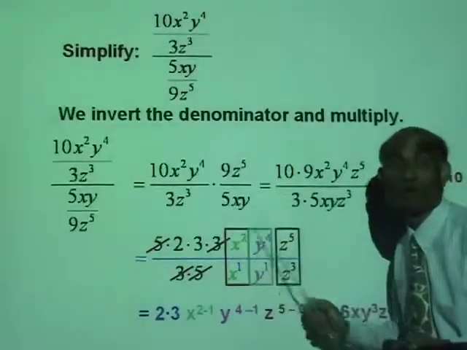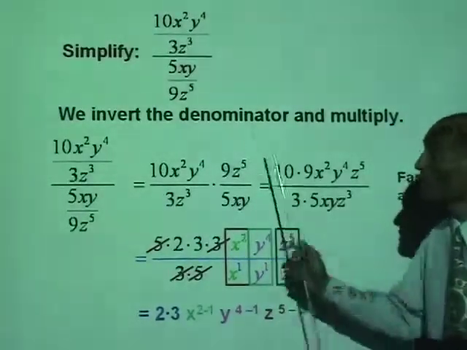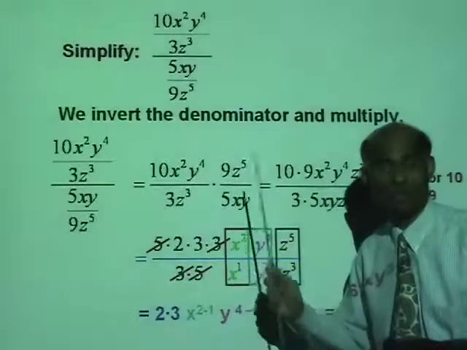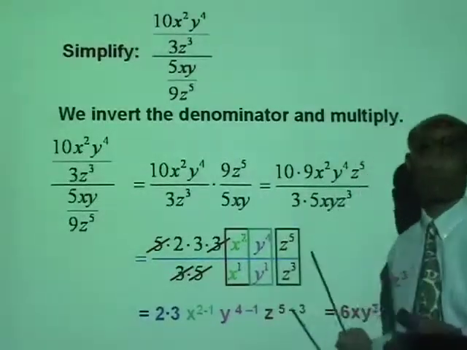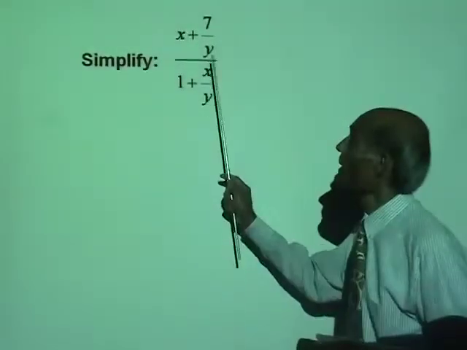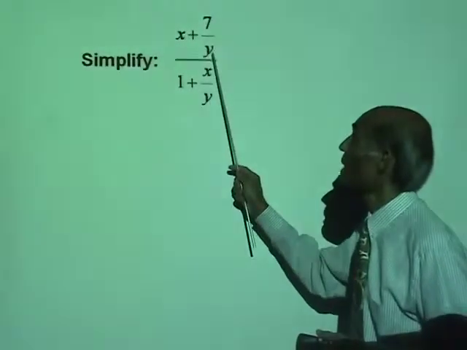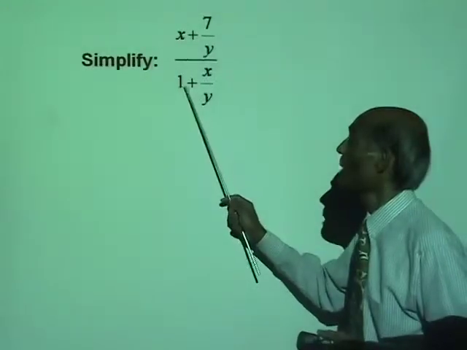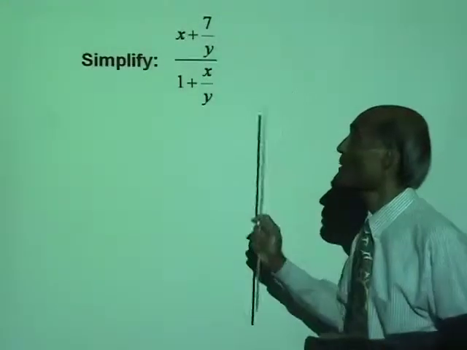I hope you followed the various steps. Alright, do this one more time to make sure that you really understand it. Let's go and do another one. Simplify x plus 7 over y, all over 1 plus x over y.